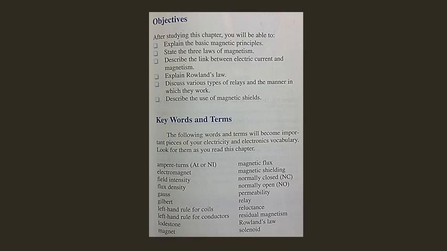Some of the keywords used are ampere turns, or AT or NI, electromagnet, field intensity, flux density, Gauss, Henry, left-hand rule for coils, left-hand rule for conductors, lodestone, magnet, magnetic flux, magnetic shielding, normally closed or NC, normally open or NO, permeability, relay, reluctance, residual magnetism, Rowland's law, and solenoid.